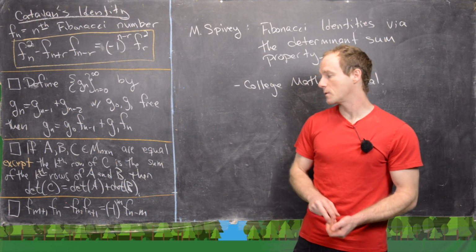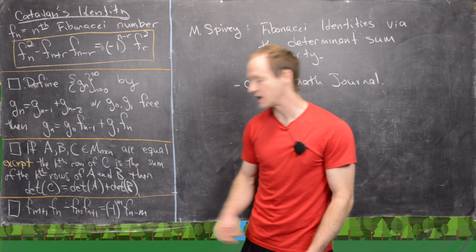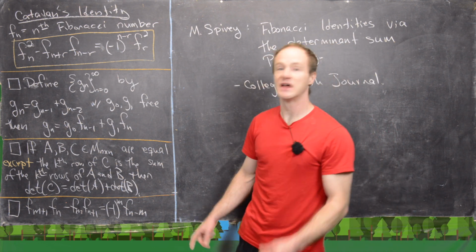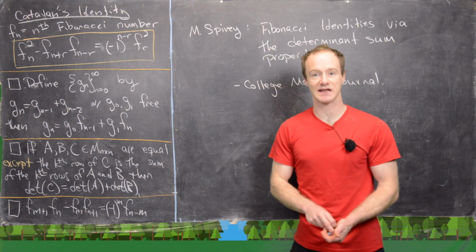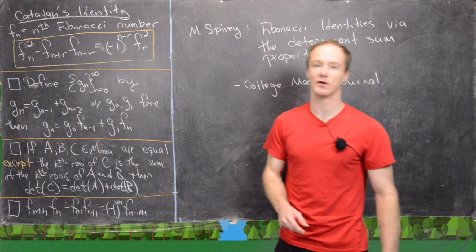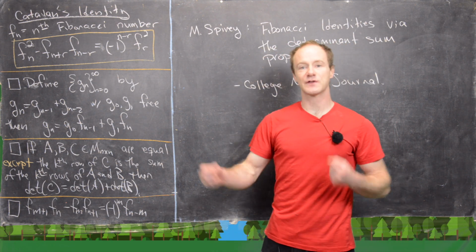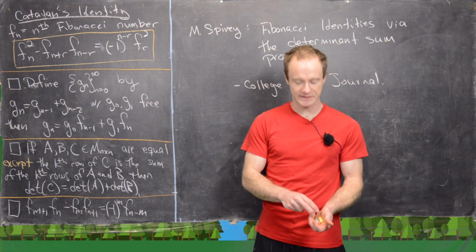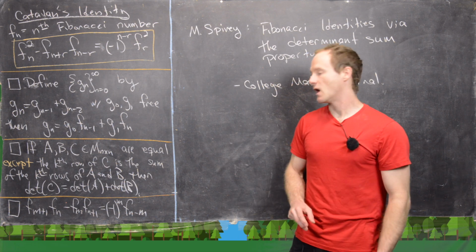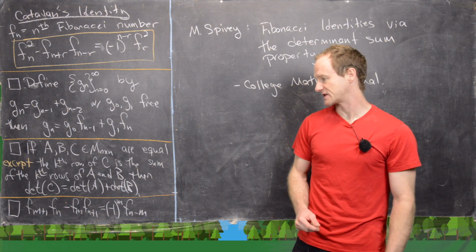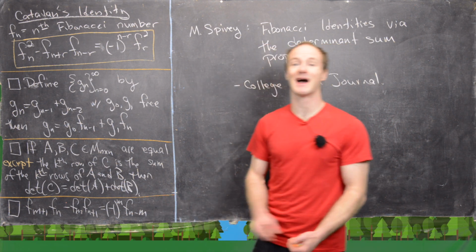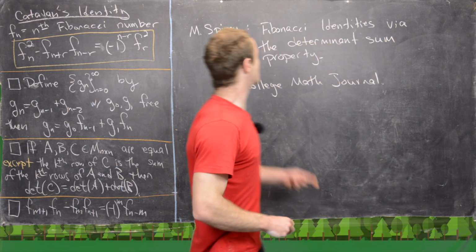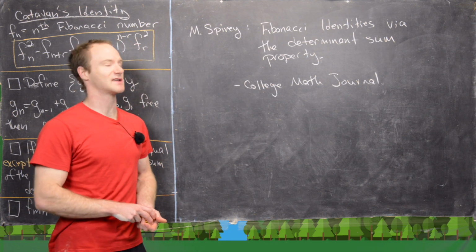I'll link that below. And this identity down here, which is somewhere in between in terms of generalization of Cassini's identity and Catalan's identity, which we also proved in a video below. And each of those proofs relied on different methods. So Cassini's identity, we used a matrix determinant method involving a matrix exponent. This one we did just by induction. And this one we're going to use a completely different method, which involves the determinant sum property.